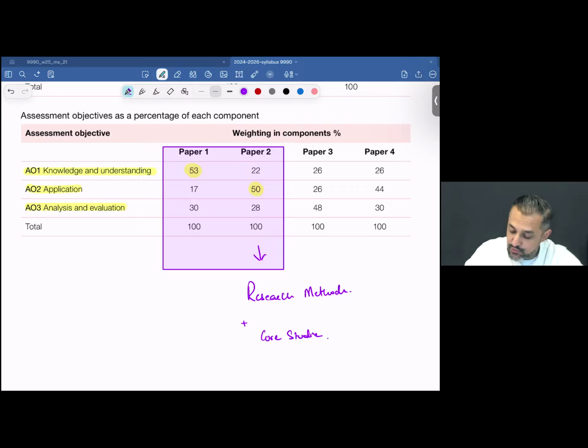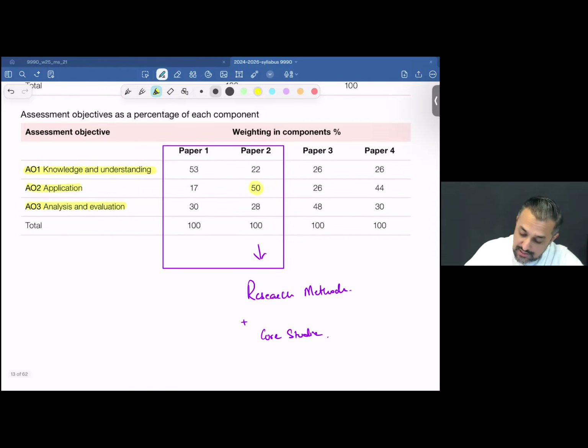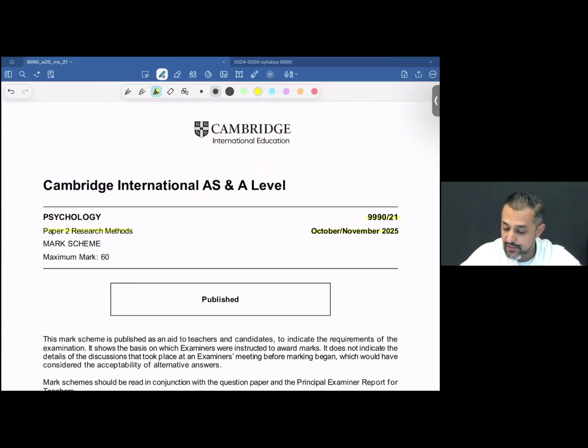But this focuses more on your ability to apply the knowledge that you've gained. So for paper 2, there is more focus on application, and then comes analysis and evaluation, and third in line comes knowledge and understanding. Having said that, let's quickly take this ahead. Bismillah ar-Rahman ar-Rahim, October, November 2025, variant 1, paper 2.1, research methods.